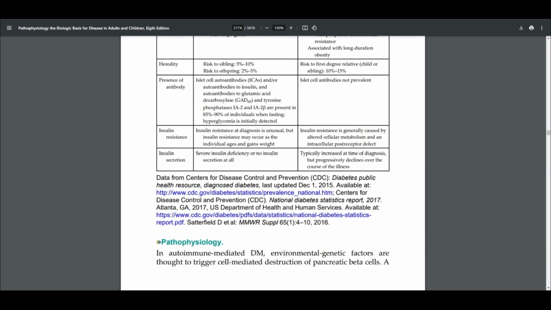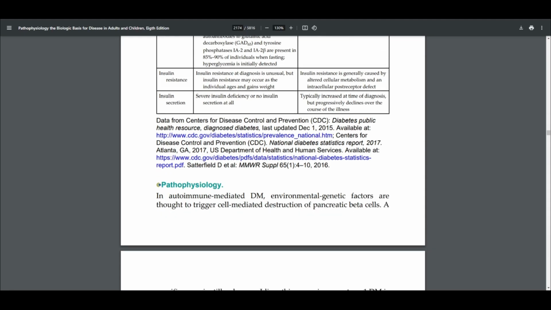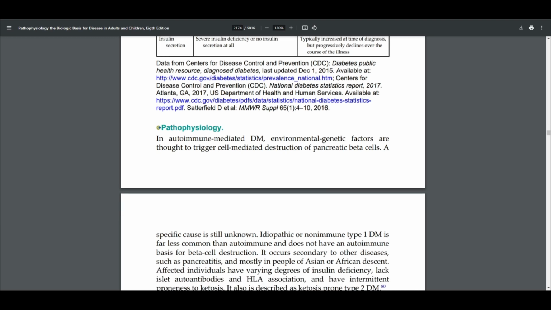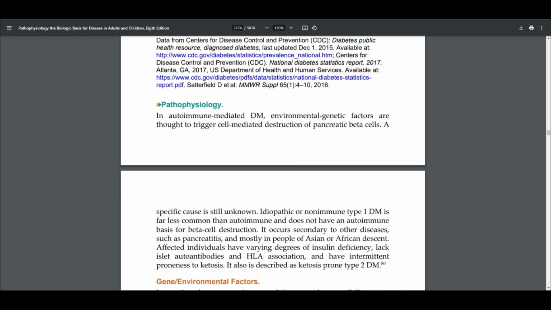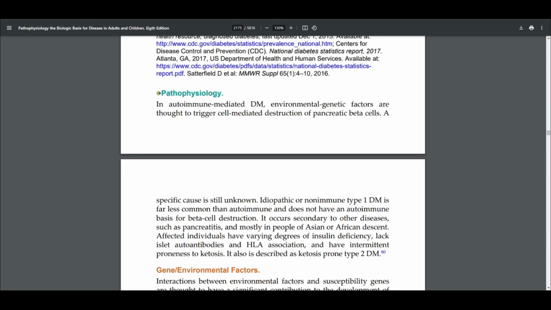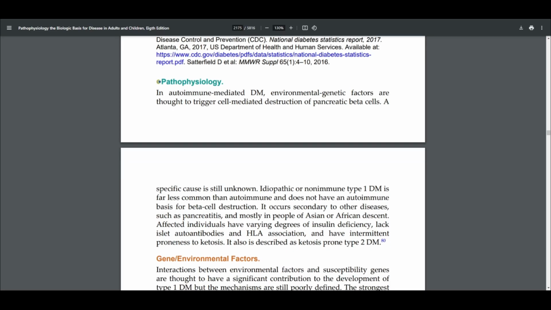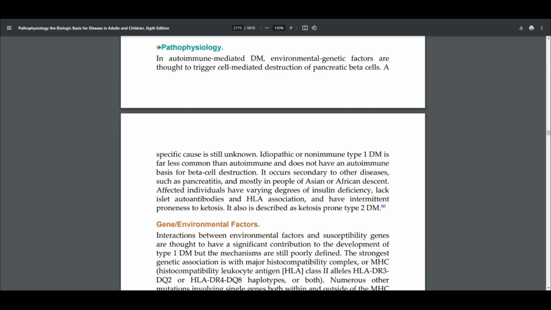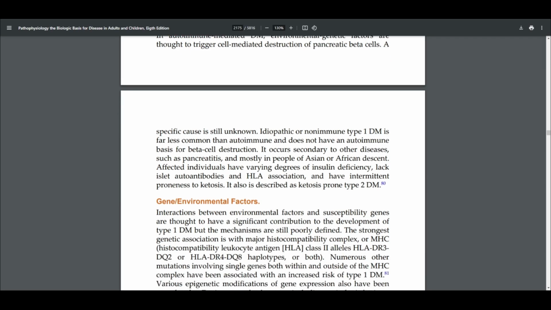So, what is the pathophysiology of type 1 diabetes? In autoimmune mediated diabetes, environmental and genetic factors are thought to trigger cell mediated destruction of pancreatic beta cells. A specific cause is still unknown.